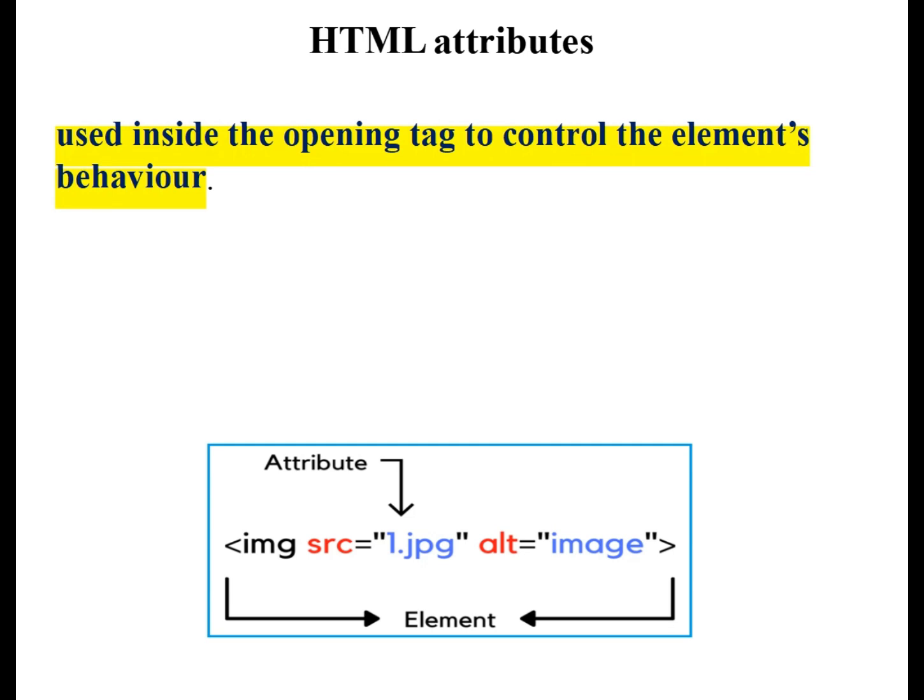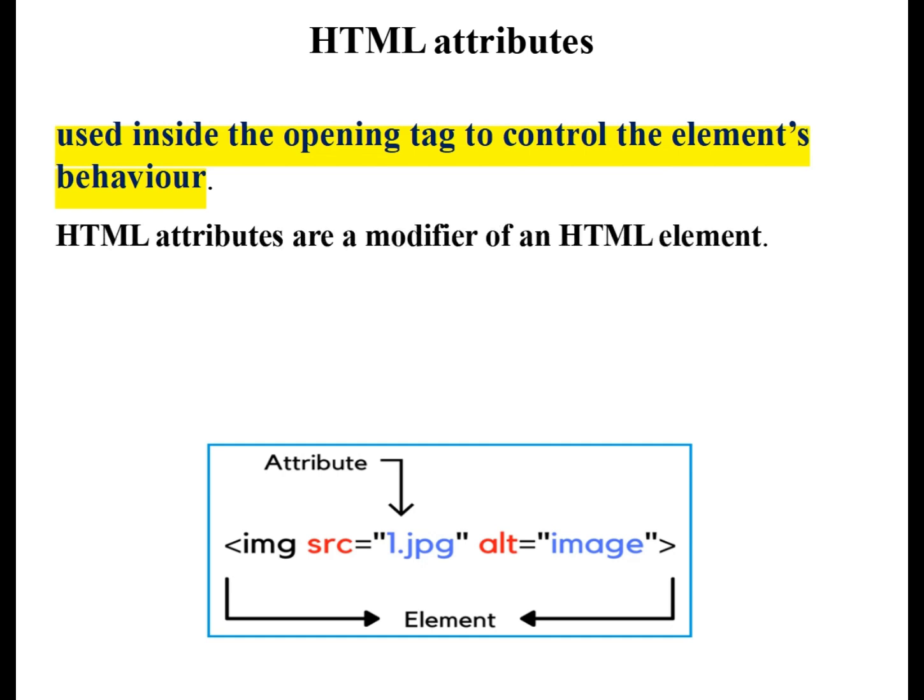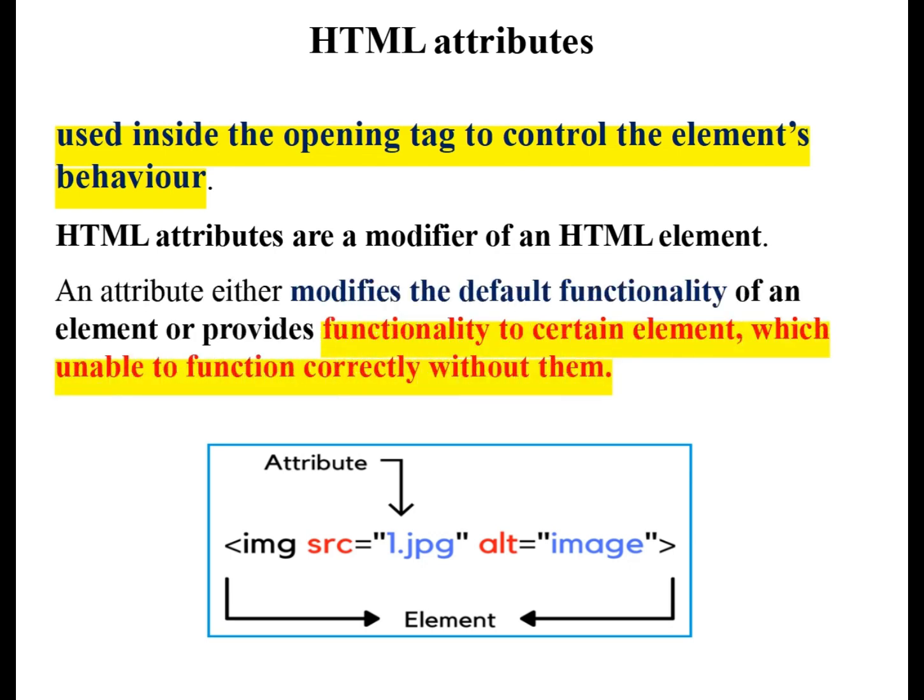An HTML attribute is used inside the opening tag to control the element's behavior, and HTML attributes are a modifier of an HTML element. So it's actually working as a modifier to modify its element or its behavior. An attribute either modifies the default functionality of an element, or it provides functionality to certain elements which are unable to function correctly or properly as you want to publish in your web page.